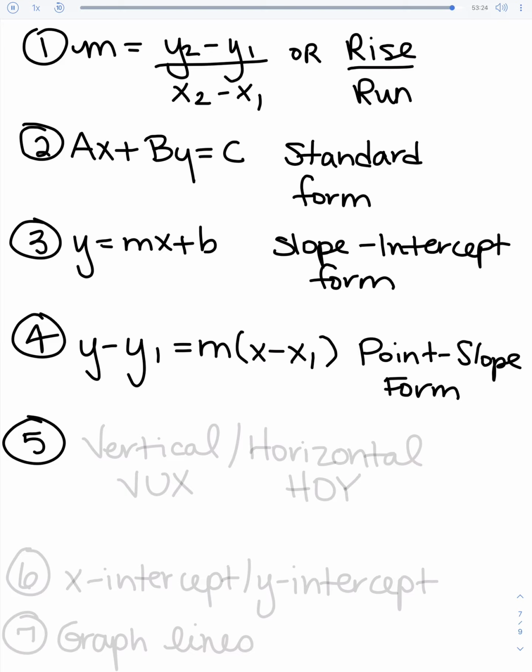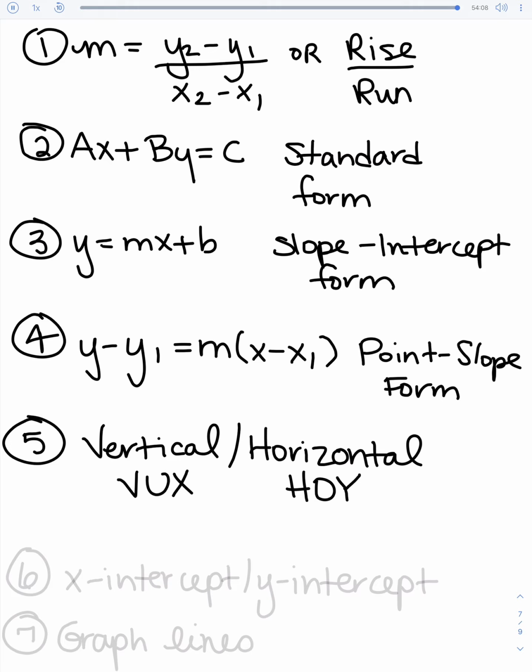We also talked about special cases of lines. We've got vertical versus horizontal lines. Those are easy to accidentally get reversed. The vertical is our VUX: vertical lines have an undefined slope with only x's, and they only intersect the x-axis. Horizontal lines, we have the HOY: horizontal lines have a zero slope and only have y's in them, and only intersect the y-axis. This is a lot of information for you guys to take in and remember for this first test.